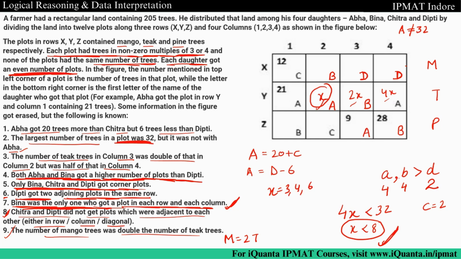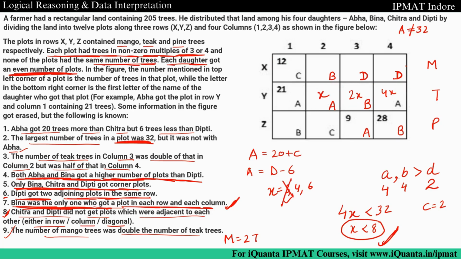Now let us check if X can be 3. If X is 3, this will be 3, this will be 6 and this will be 12. As soon as this becomes 12, we were given that the number of trees in any 2 plots should not be same. So if this is 12, we also have 12 over here, which is not possible. So that means X equal to 3 will not be taken, okay? Because then number of trees in 2 plots is becoming the same.